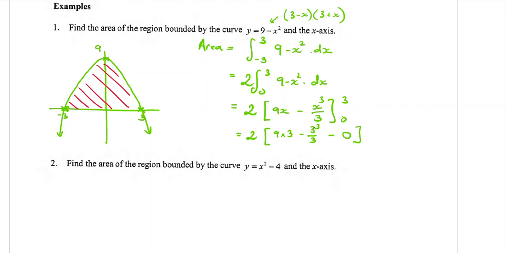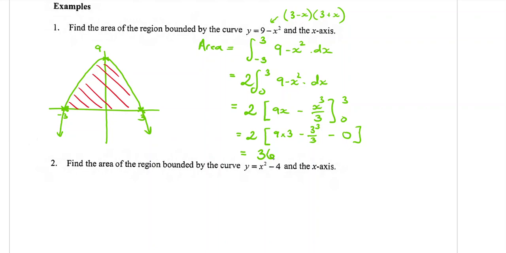Okay, then type it all into your calculator. Did we get a result? Do you want me to tell you the result? 36. Charlotte got it. Good job. 36. But there's just one more bit.